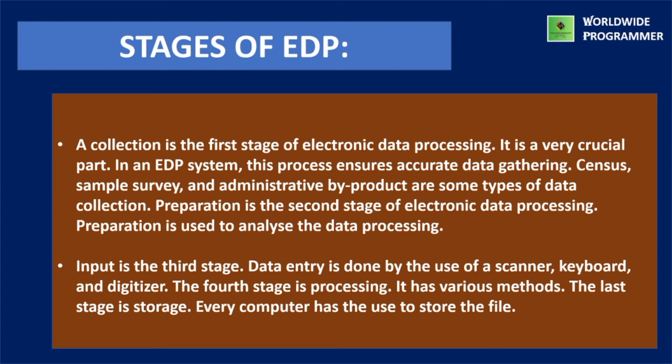The fourth stage is processing. It has various methods. The last stage is storage. Every computer has the use of storing the file. So, the first stage is collection, the second stage is preparation, the third stage is input, the fourth stage is processing and the last stage is storage.